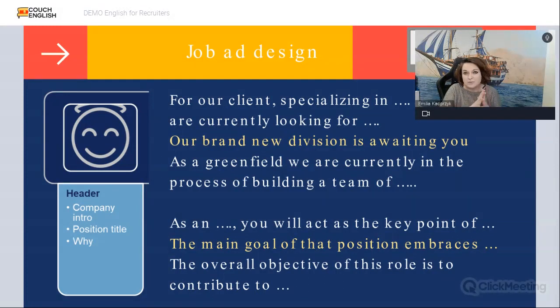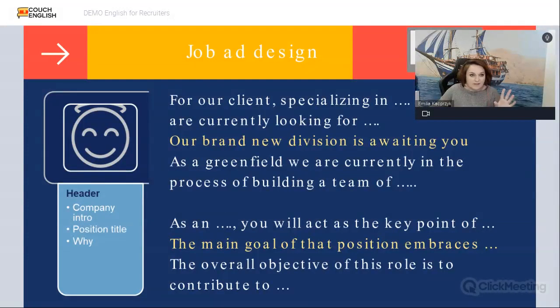So brownfield would mean that an international company is taking over some existing business, which is at risk of bankruptcy, not having too modern, I would say, equipment, machinery, and processes. And of course, they are then redesigning the organization after this takeover. If I'm then talking about greenfield, I can say, as a greenfield, we are currently in the process of building a team of senior recruiters, for example.